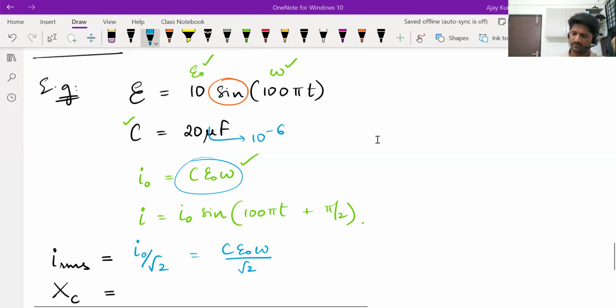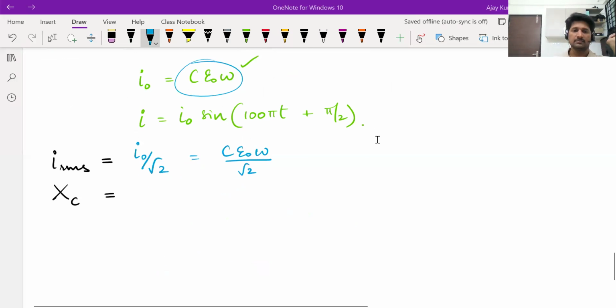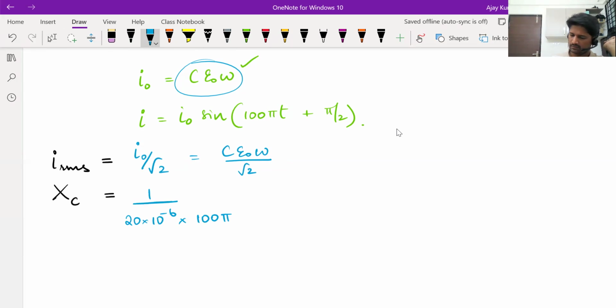Okay. Next is capacitive reactance. What is the formula for capacitive reactance? Sir, 1 by C omega. 1 by C omega. C is 20 micro, so 20 into 10 power minus 6. Omega is 100 pi. No need to simplify. You can leave it like that. Or you'll get 10 power 3 divided by 2 pi. This will be in ohms. Reactance will have the same units and dimensions as resistance.